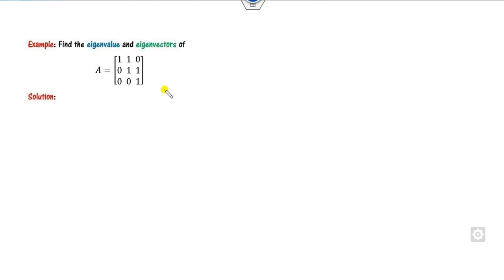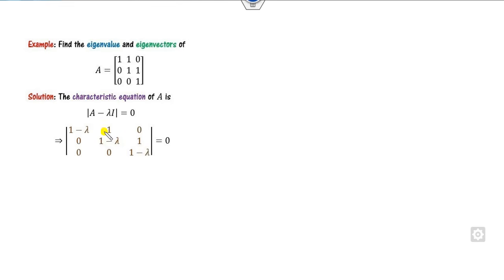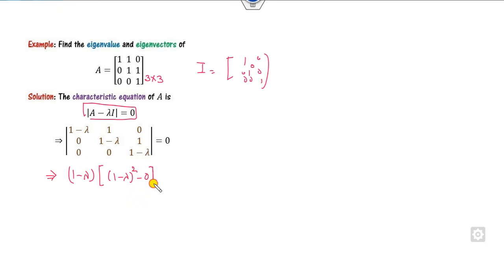The first one is to find the eigenvalue and the eigenvector of this matrix. So you have to start from A minus lambda I is 0. Here this is a 3 cross 3, so I is my 3 cross 3 identity matrix. Once you substitute here, you can find the determinant of this. So it will be 1 minus lambda, minus 0, minus 1 times 0 minus 0, plus 0 times 0 minus 0, which is 0. So it is nothing but 1 minus lambda whole cube is 0.